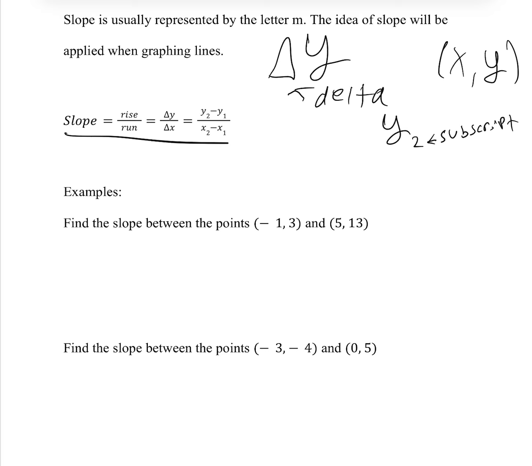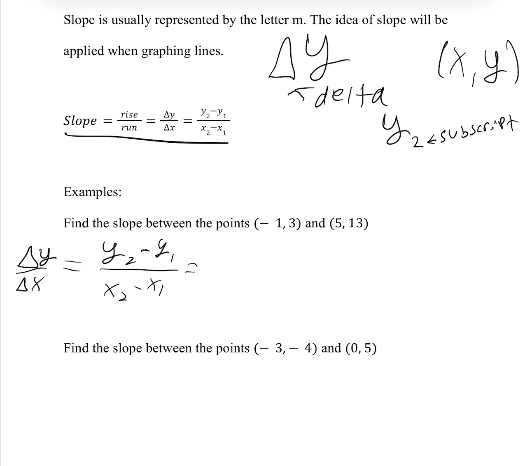Find the slope between the points -1, 3 and 5, 13. So the formula for slope is delta y over delta x. That's how I draw my y's, I'll kind of curl them like that. This equals y2 minus y1 over x2 minus x1. The biggest mistake when kids do slope is they might do x over y. That's wrong. It's y over x.